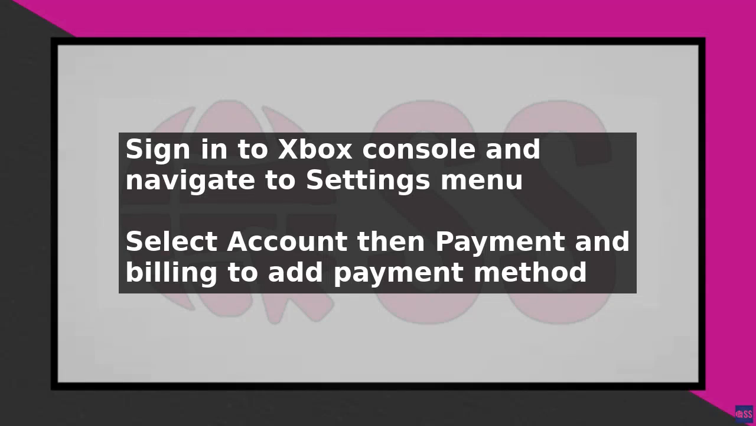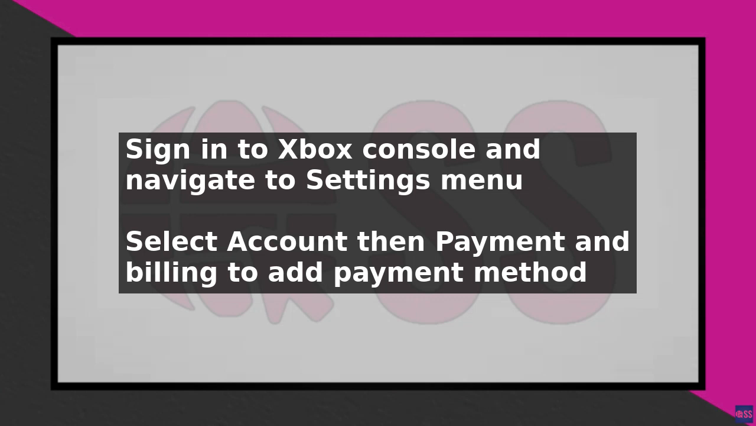To put your Cash App card on Xbox, you will need to add it as a payment method to your Microsoft account. Start by signing in to your Xbox console and navigating to the Settings menu. From there, select Account, then Payment and Billing. Next, choose Add a Payment Method and select Credit or Debit Card.